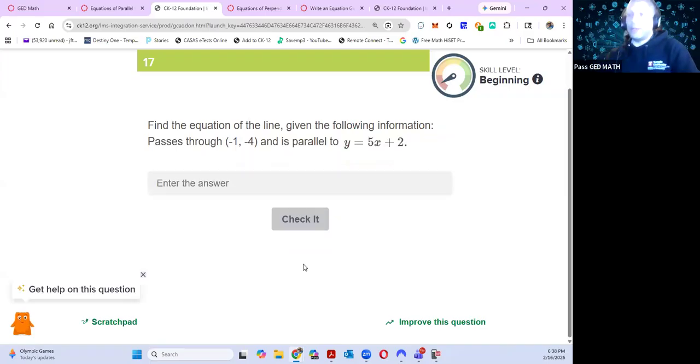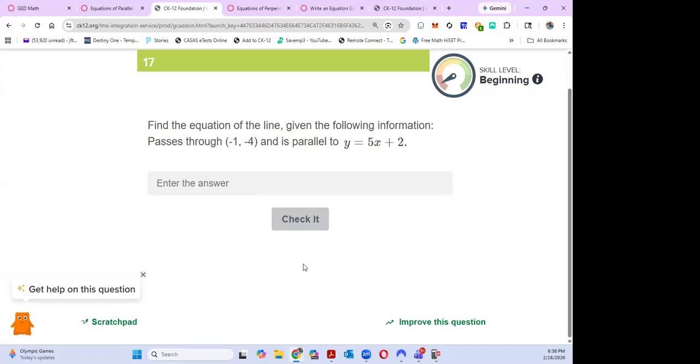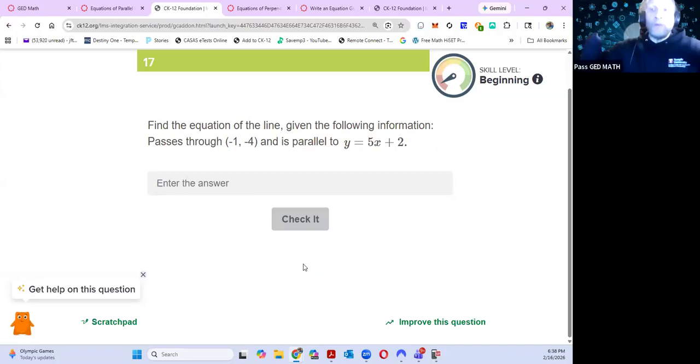Okay, let's try this one right here. Find the equation of line given the following information. It passes through -1, -4, and is parallel to y equal 5x plus 2. This is the type of problem you're probably going to see. Identify our givens. So I want you to tell me what you know from what they gave us already. What are the givens that we know?